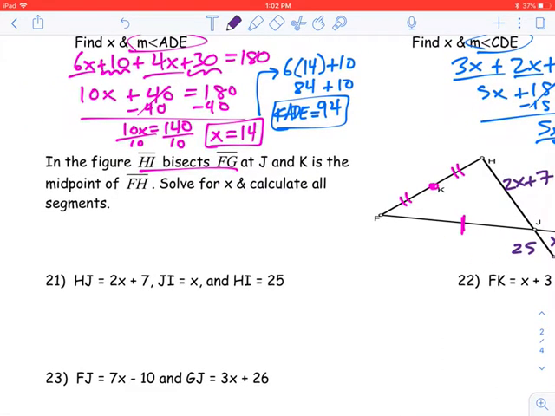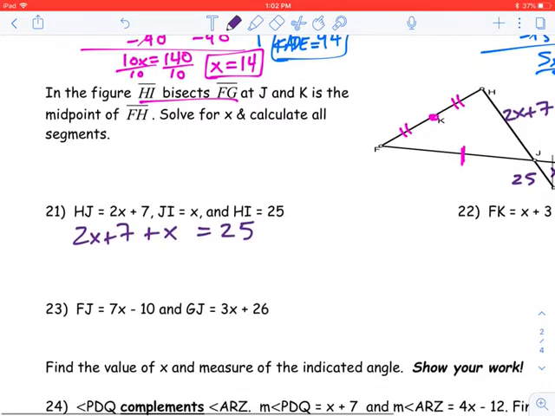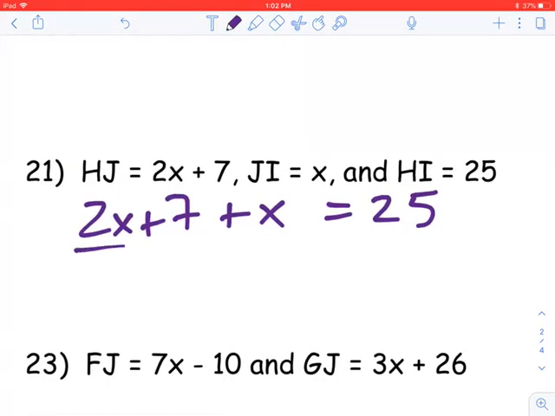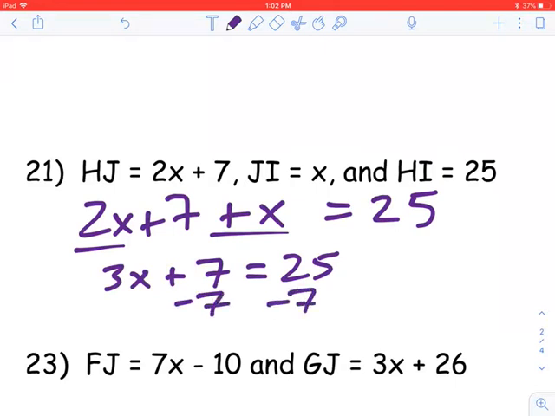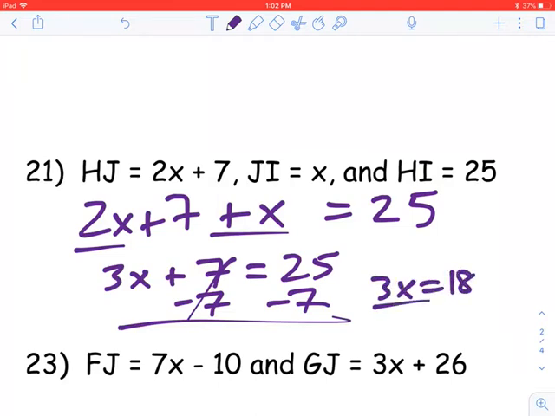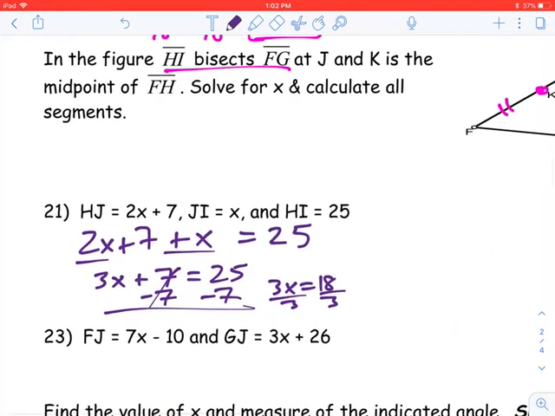So 2x plus 7 plus x equals the whole thing, which was 25. And so now, once again, I'm combining like terms. But again, it's that setup that changes everything. A part plus the part equals the whole. So subtract 7, 3x equals 18. Divide by 3, and I get x equals 6.